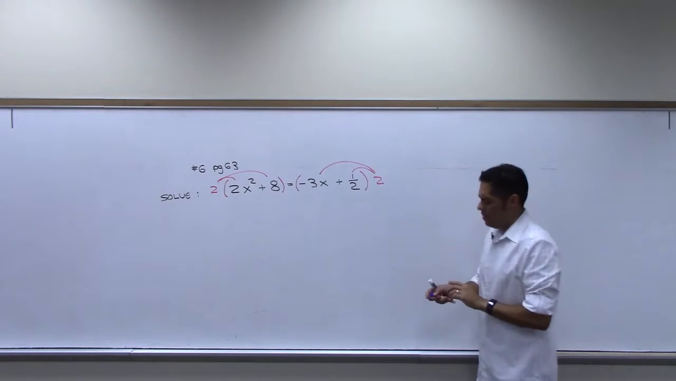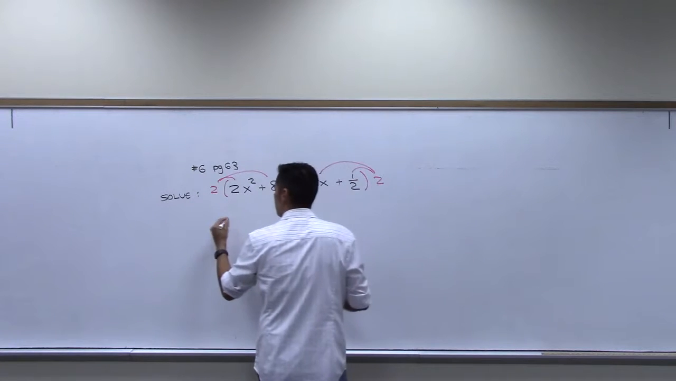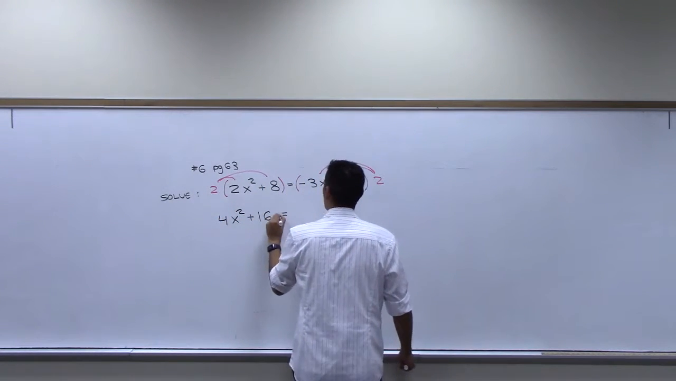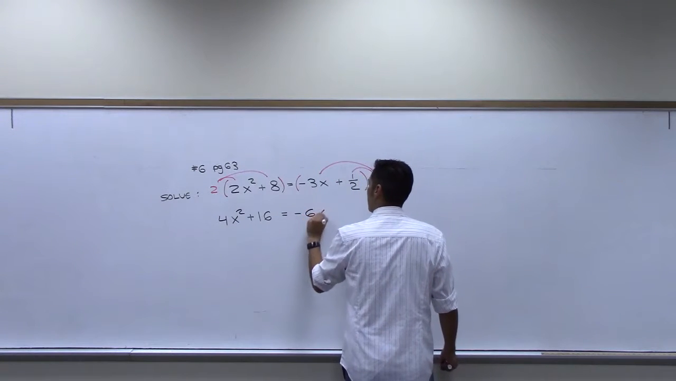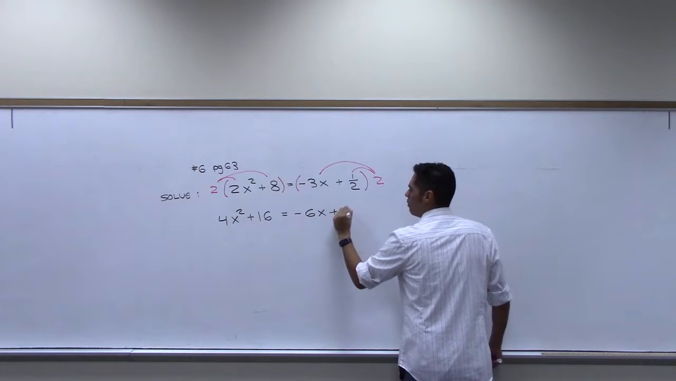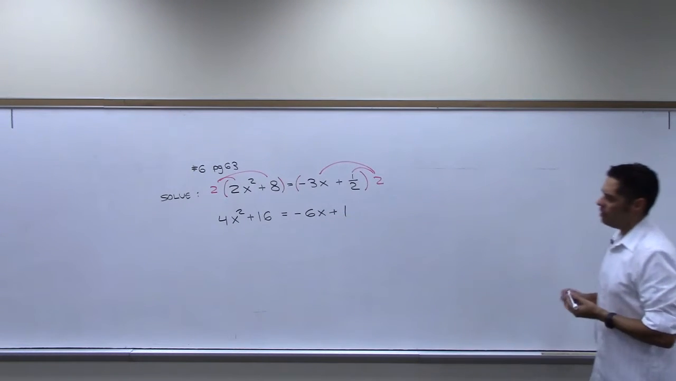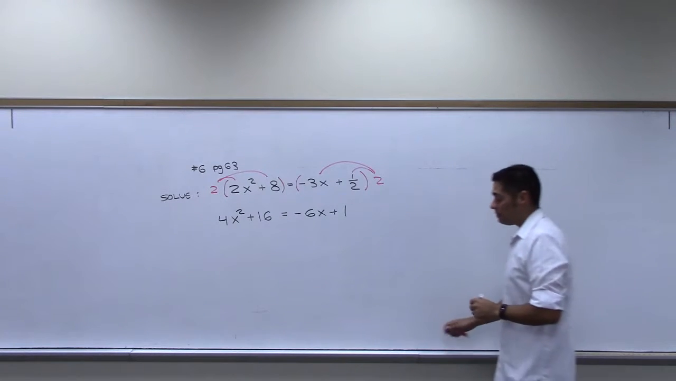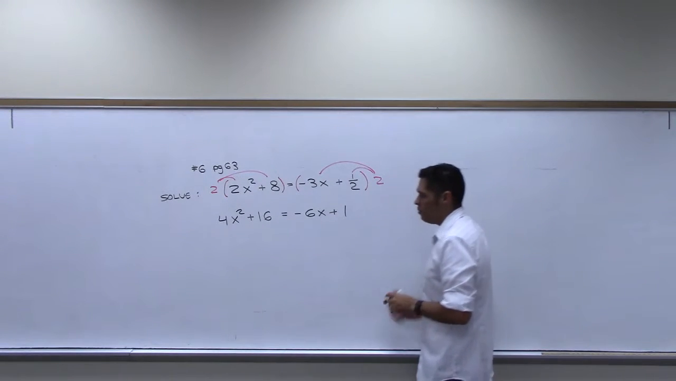Okay. And then this will give you 4x squared plus 16 equals negative 6x. And then half of 2 is 1. So this should multiply out to be plus 1. Do you have that much? Yes? Okay.